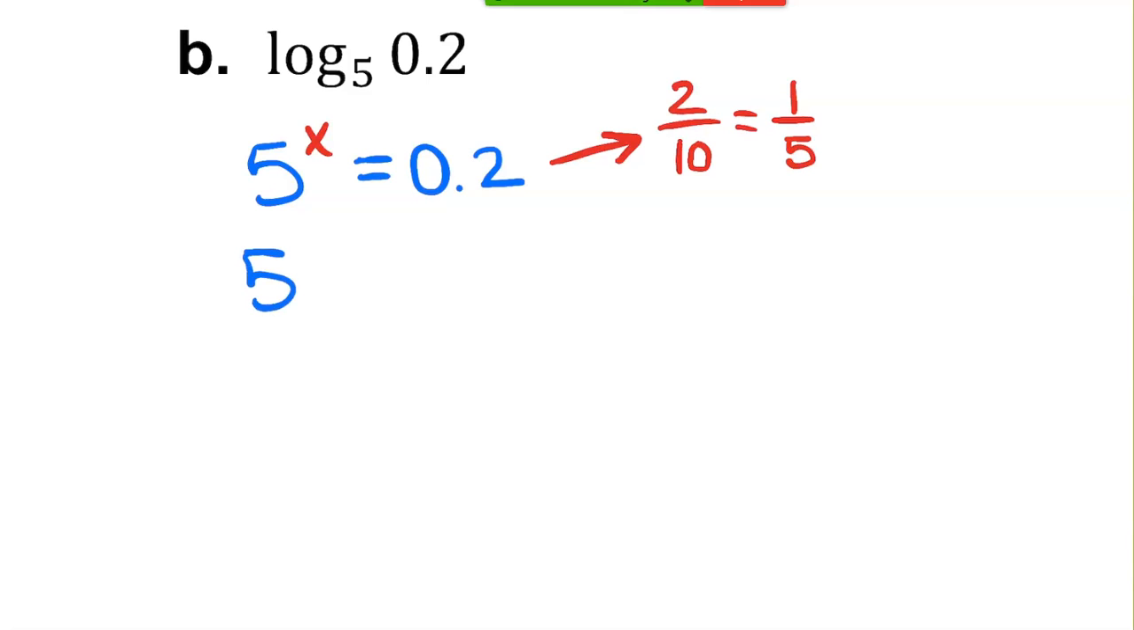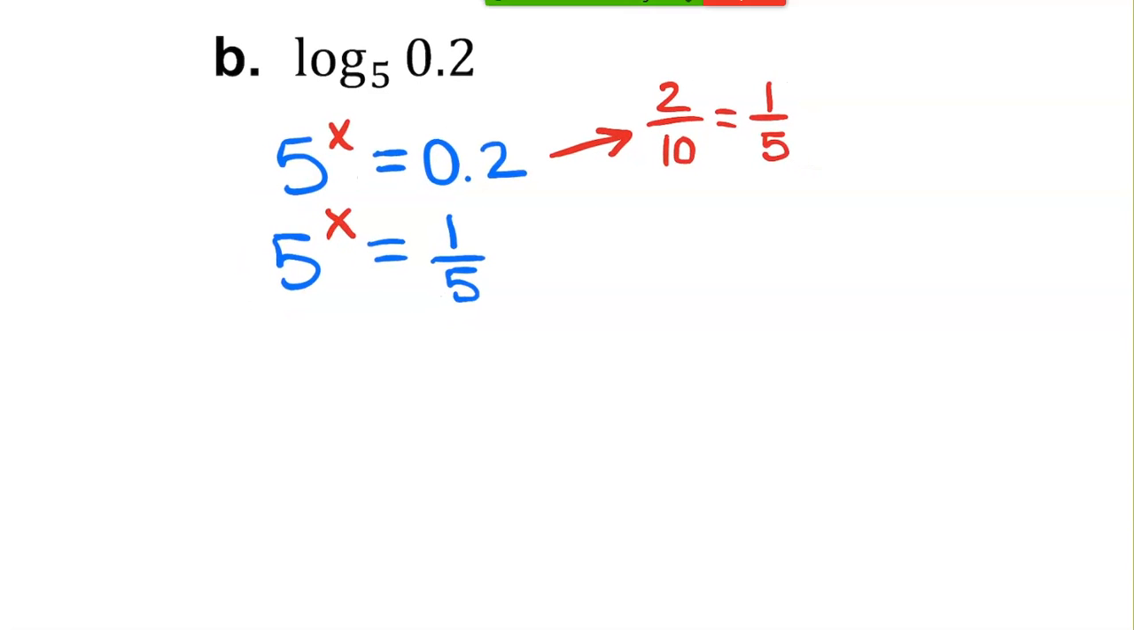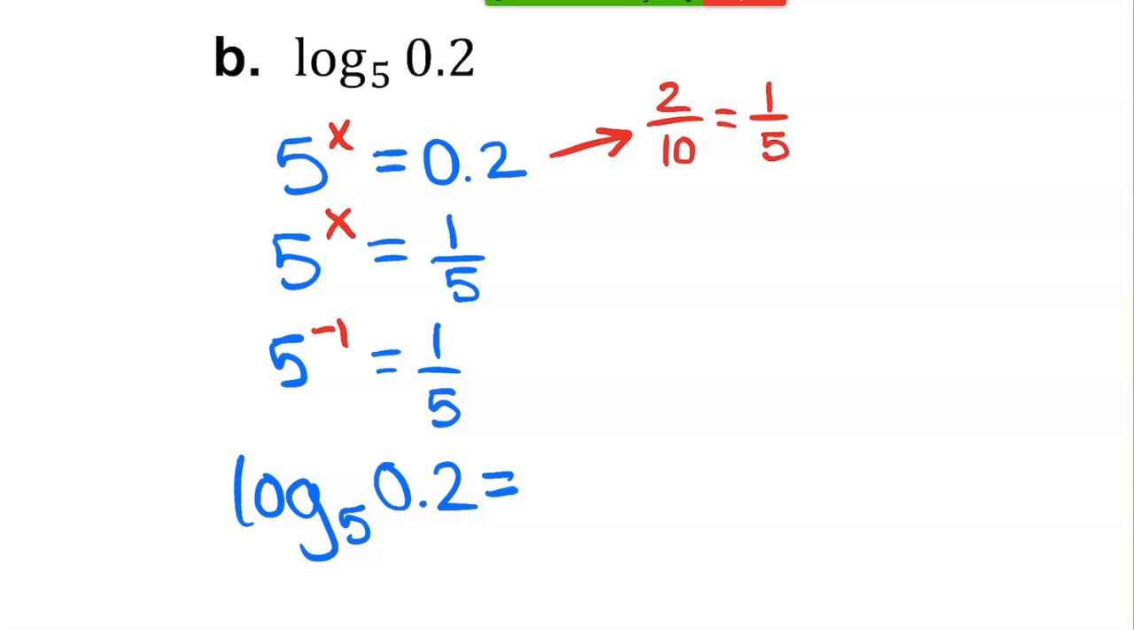So instead of 5 to the x equals 0.2, you could think of this as 5 to the x equals 1 over 5. Well, if you think about your exponent rules, the only way to get the 5 to the bottom is if x was negative 1. So 5 to the negative 1 would be equal to 1/5, which means that log base 5 of 0.2 is equal to negative 1. It's kind of a weirder one. You could just guess and check there too, but you'd have to remember that in order to get to that decimal, it needs to be a negative number. Any questions about that one? That was a weirder one.